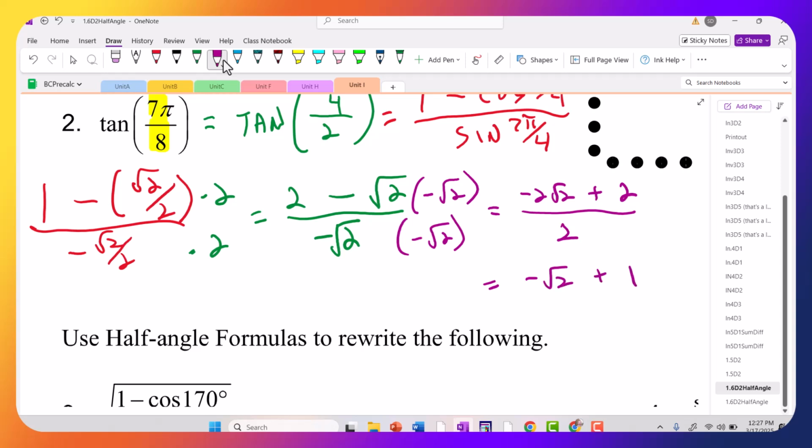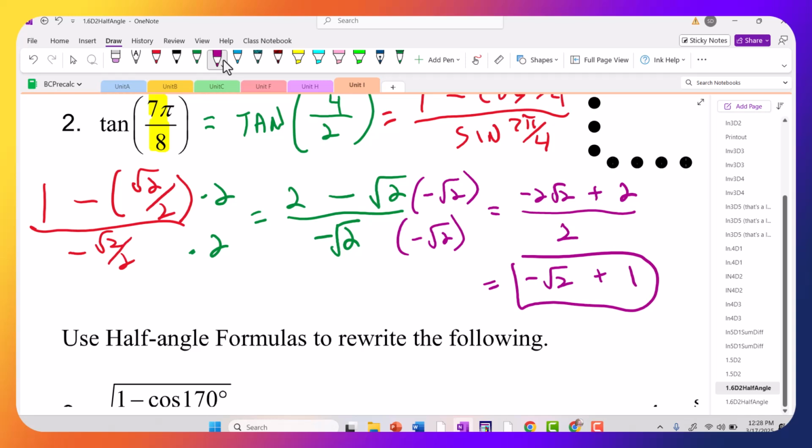By the way, what's negative root 2 plus 1? Does that result in a positive answer or a negative answer? Negative, because 1 is the square root of 1, so the square root of 2 is larger than the square root of 1. You have a larger negative than positive. So what I was trying to get to was this does result in a negative answer, and it will happen naturally. You don't have to make a choice. That's why I would never choose that first formula, ever.